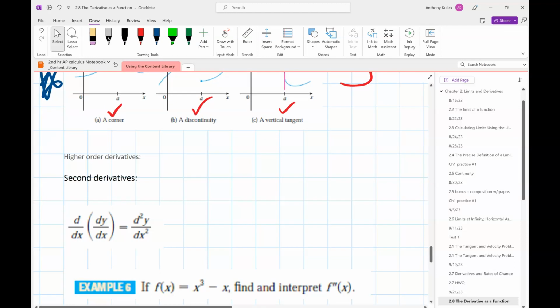All right. So what we want to talk about next are higher order derivatives. You can take the derivative of a derivative, we call that the second derivative. Could you take the derivative of the second derivative? Yeah, what do we call it? Third derivative. And so on and so forth. How many times could you do this? As many as you want, right?